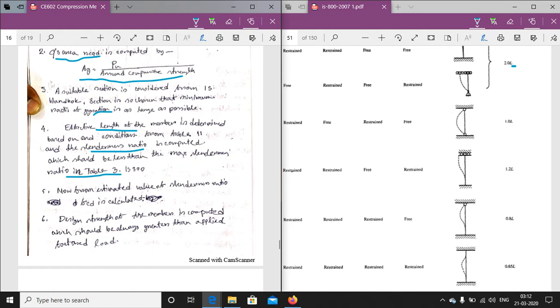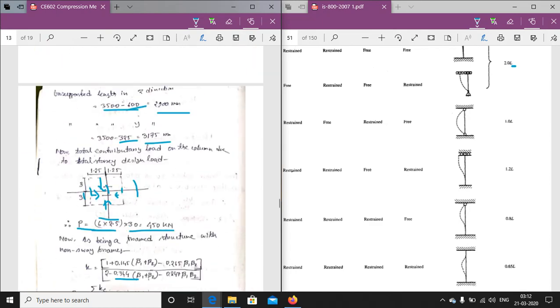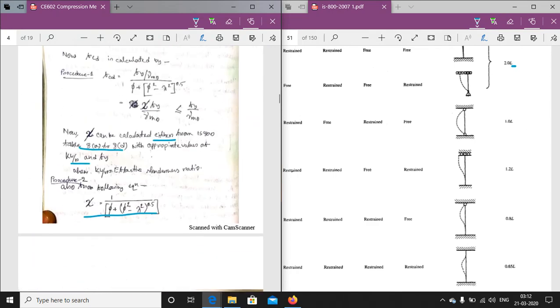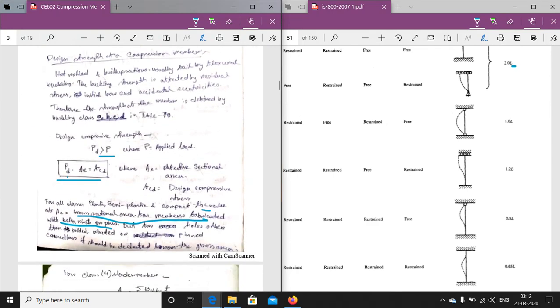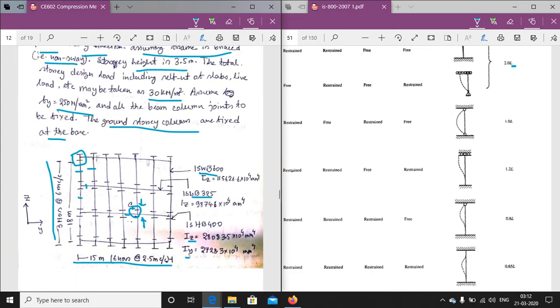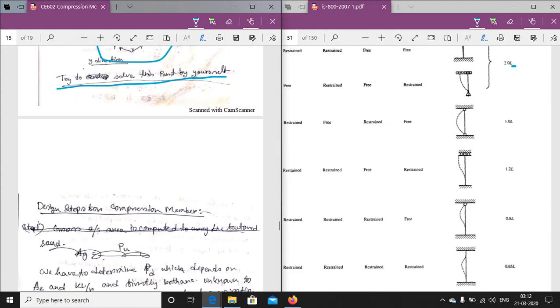Now from the estimated value of the slenderness ratio, the actual fcd is determined. We have the actual value of KL by r for the section we have assumed. Finally, the design strength of the member is computed, which should always be greater than the applied factored load. This is the design procedure for normal columns, which we will be doing in this lecture.